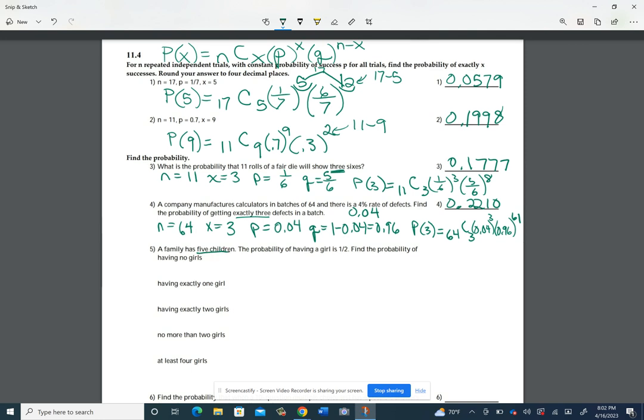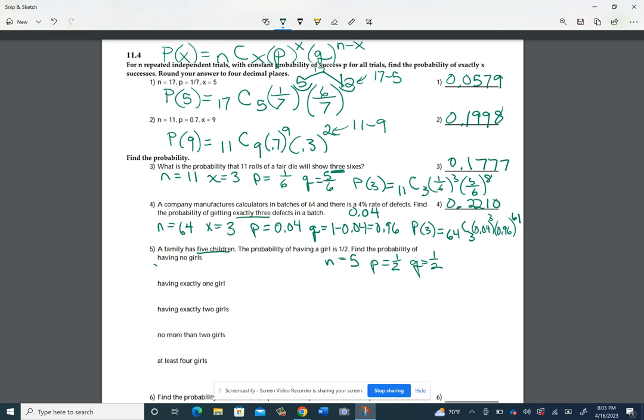5 children in the family. That's your N on all of them. Okay, probability of having a girl. That's going to be our P. The probability of not having a girl. That's going to be our Q. And then X depends on which of the questions we're doing.